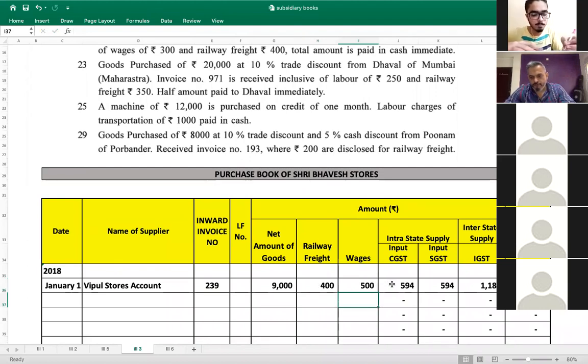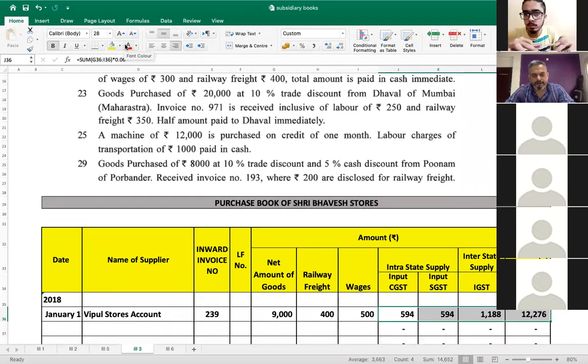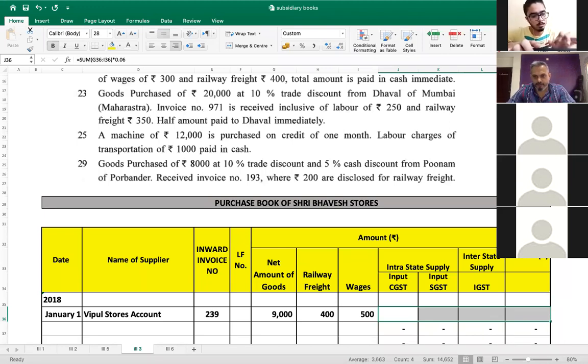Now, how to find the tax? I have given the formula, so it got calculated automatically. But how to find it? Pay attention please. Take a calculator: 9,000 plus 400 plus 500 is equal to 9,900. Are you getting 9,900? Yes, sir.